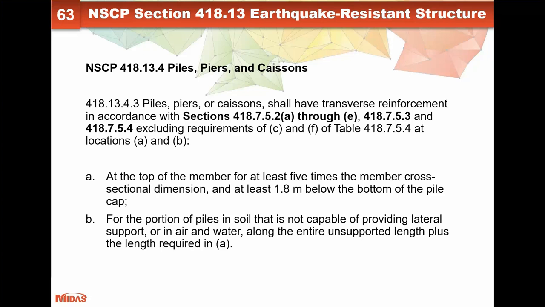So the design will be the same as the column, but there are just some requirements that we need to follow, like excluding requirements C and F for the locations A and B. So this is the locations A and B.